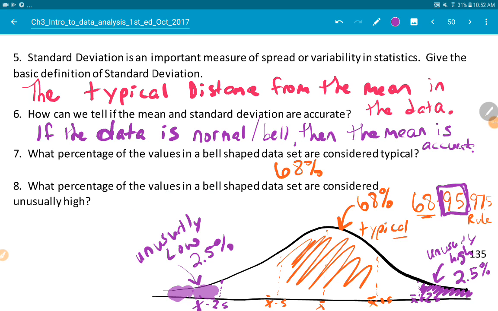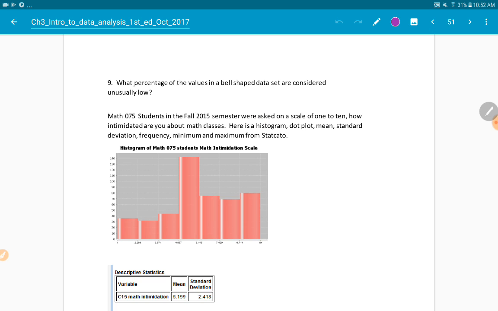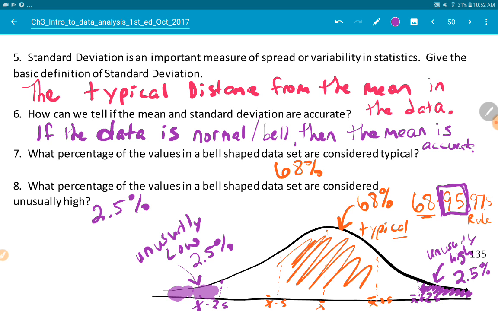So what percentage of the values in this are considered unusually high is 2.5%. And the unusually low for number 9 is also 2.5%. So that 95 is the center, within 2 standard deviations of the mean. And what's left out in the tail is the remaining 5%.